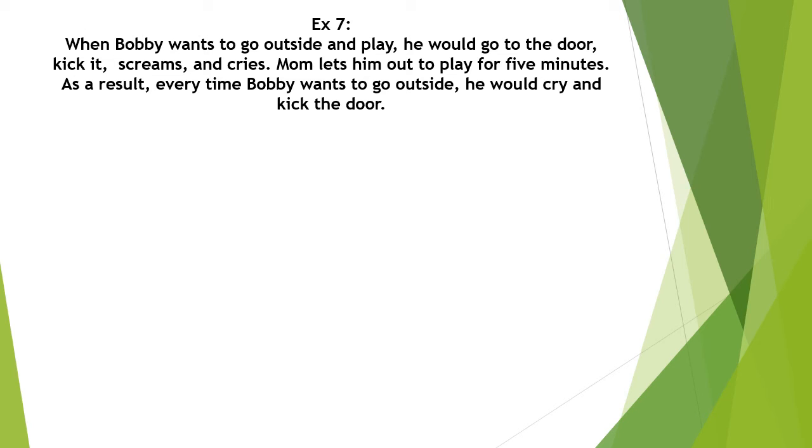Example 7. When Bobby wants to go outside and play, he will go to the door, kick it, scream, and cry. Mom lets him out to play for 5 minutes. As a result, every time Bobby wants to go outside, he would cry and kick the door.